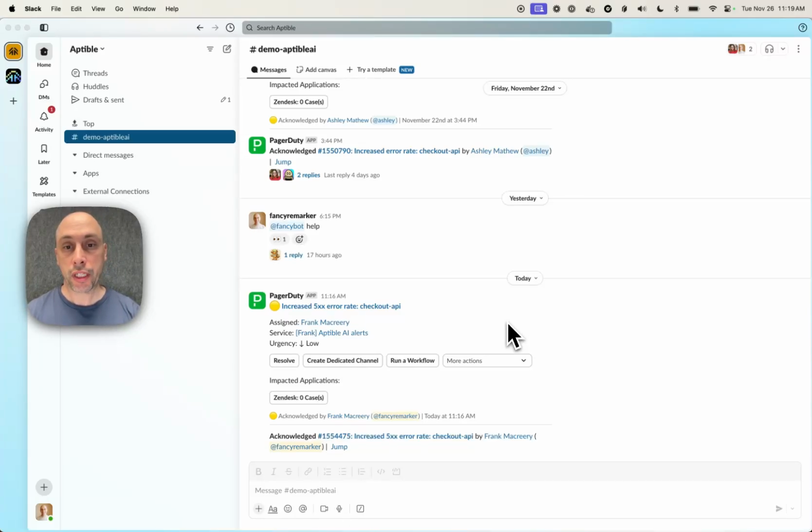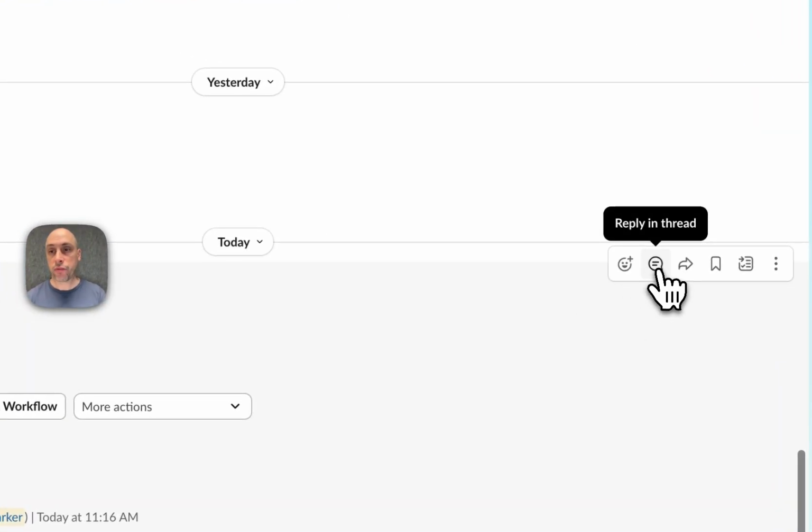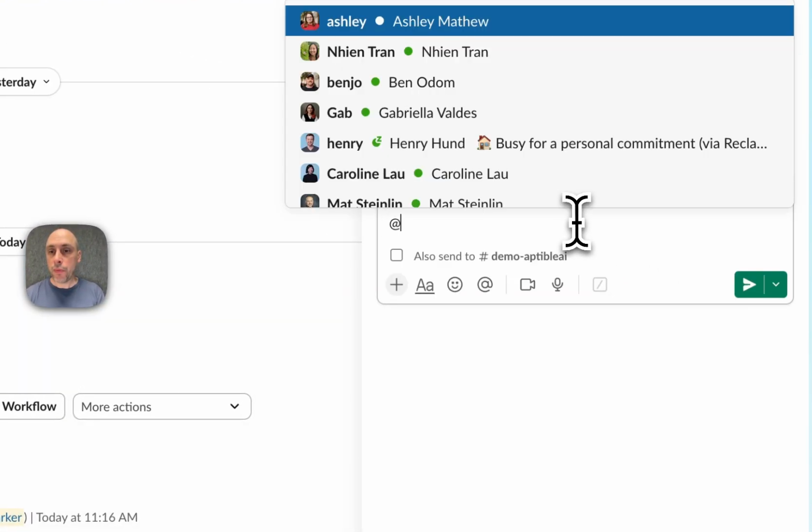And it could involve looking at multiple data sources across many different observability platforms. And if this is an issue that I'm personally unfamiliar with, it could take a whole lot of time and involve a lot of wrong turns along the way. So what I'm going to do instead is ask for help from Aptible AI.